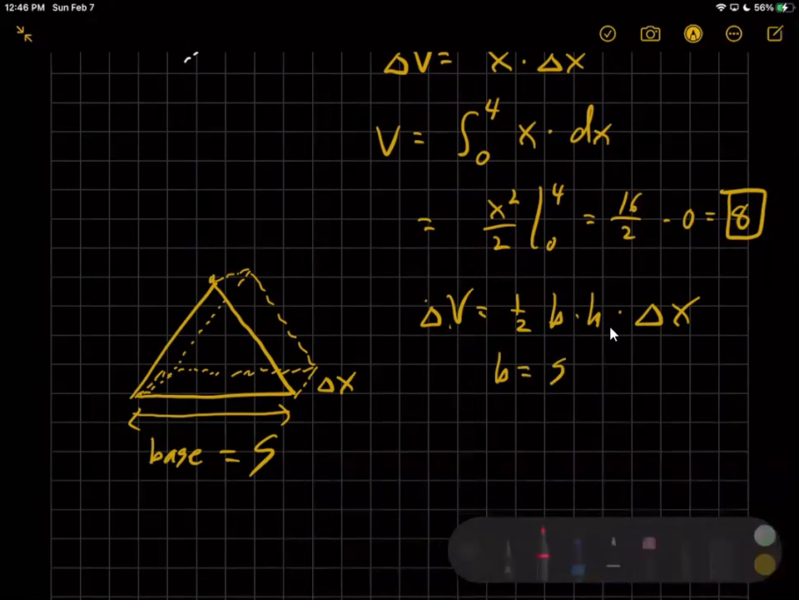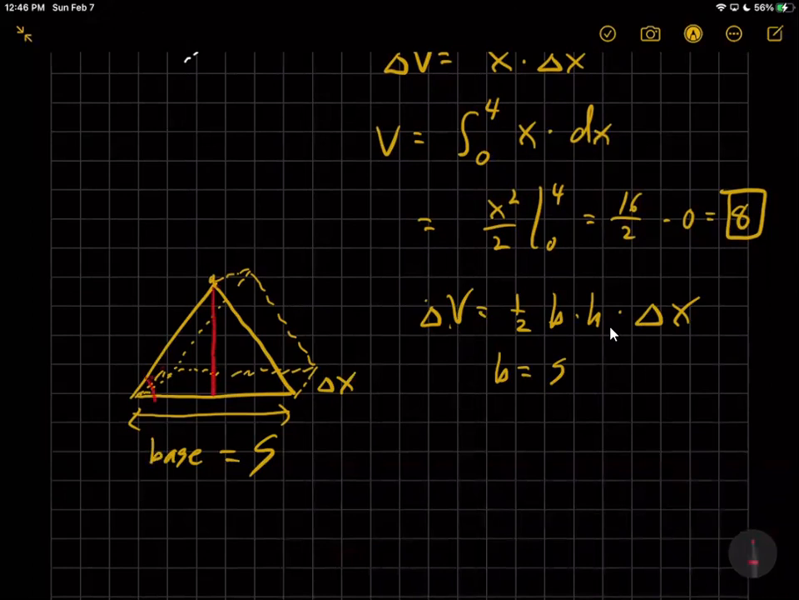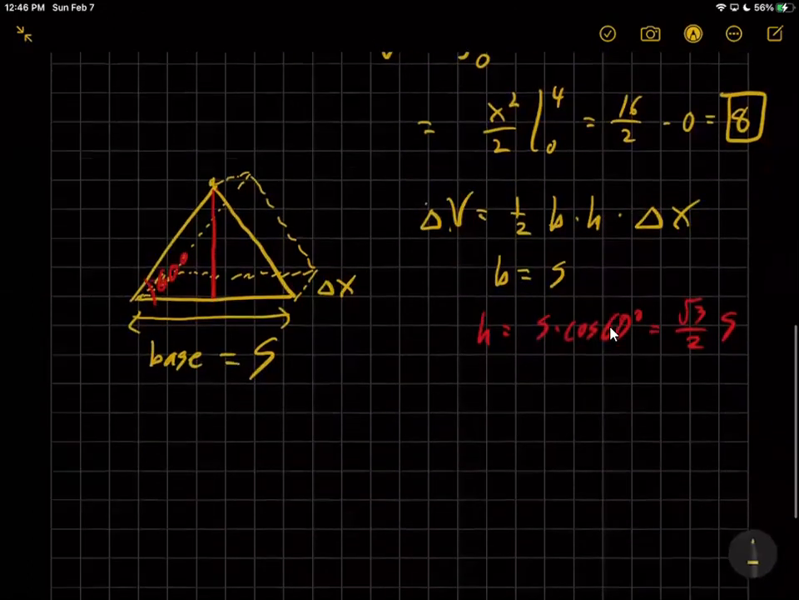Well, pull out a little trig. Okay, this would be a 60-degree angle. Okay, so what is the height? It is going to be S times the cosine of 60 degrees, which anyone knows is √3/2. So we could say it's √3/2 times S. All right, so we could put all of that together and determine that the volume of a slab is 1/2 times √3/2, so that's √3/4 times s squared, base times height.